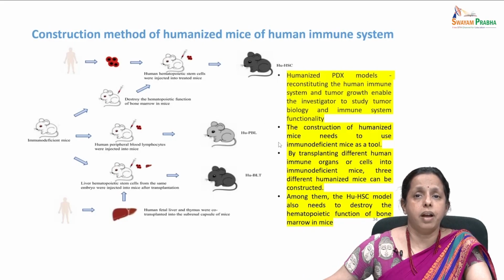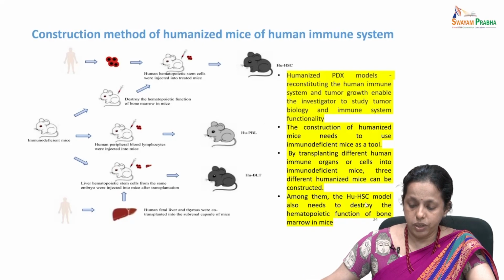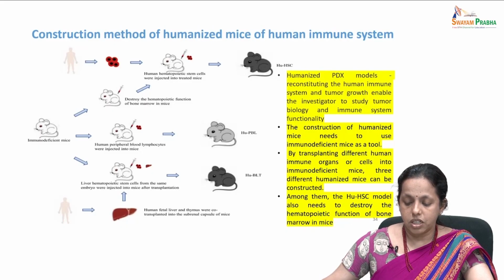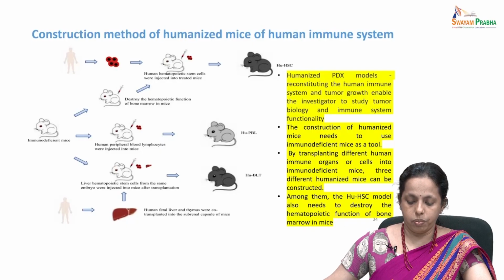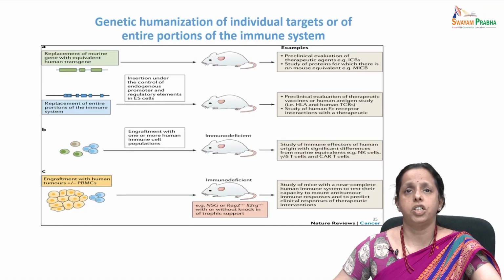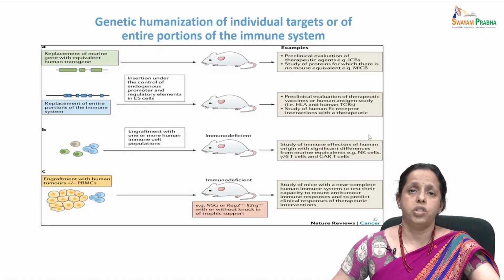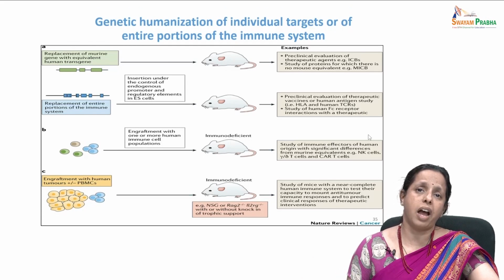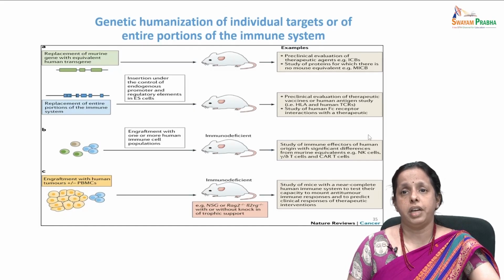So, these are the different mouse models, and the HuHSC model's main function is to destroy the hemopoietic function of the bone marrow in mice. Here we are showing the genetic humanization of individual targets or the entire portions of the mouse immune system. So, to overcome the considerable differences between some of the biological machineries in mice and humans, knock-in mice can be created by replacing a mouse immune gene with the human equivalent.